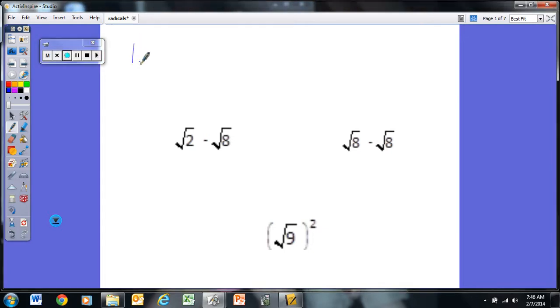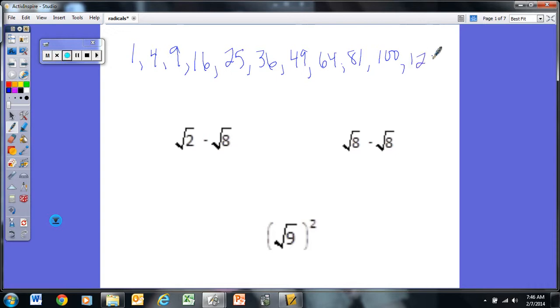We've talked about this in factoring, but your perfect squares are any numbers that you get when you multiply another number by itself. So here are some examples of perfect squares. You should memorize your perfect squares up to about 15 squared. Let me do them for you so you can study them.